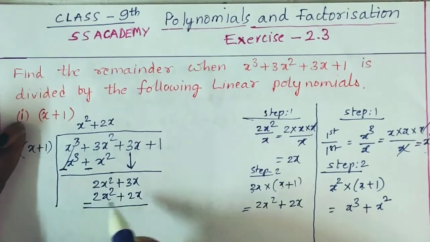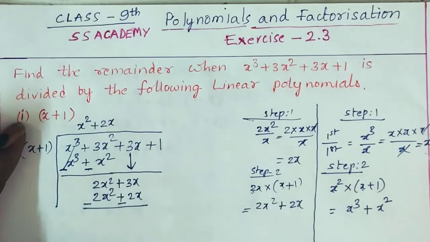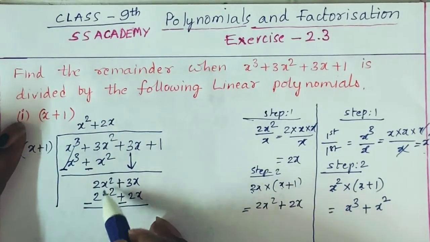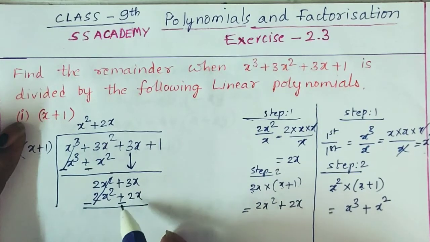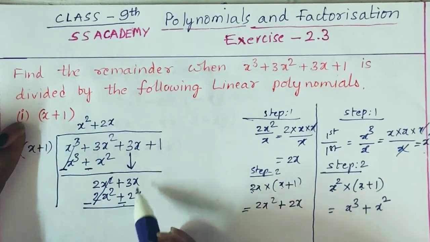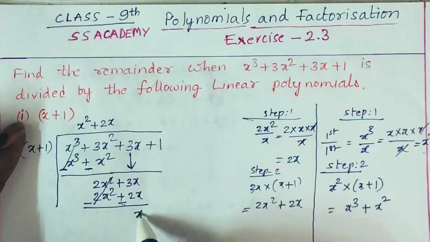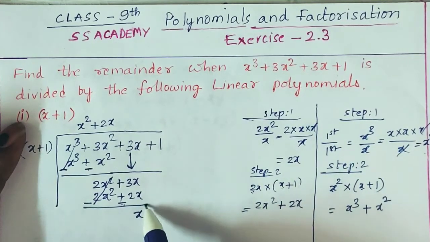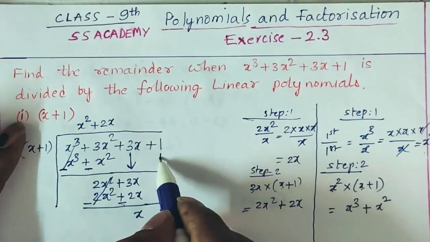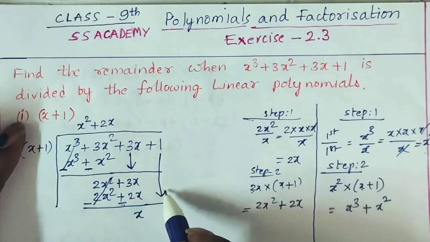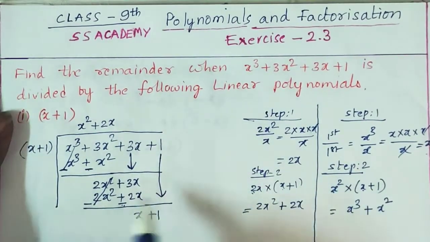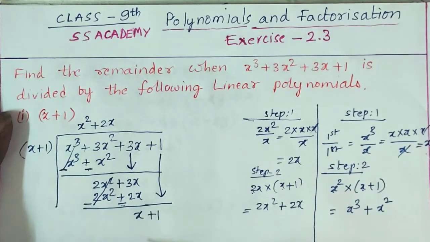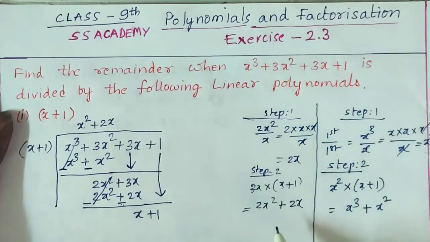So minus and plus will become minus. Plus 2x square minus 2x square gets cancelled. Now you got 3x minus 2x, which will become x. Right, done. So now you need to bring down this 1. So what is it? Plus 1. So write plus 1.